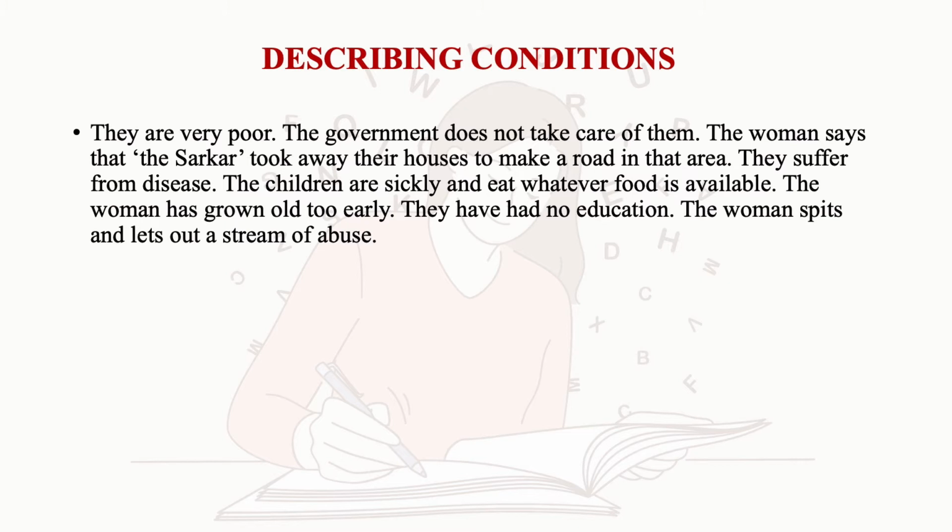The woman says that the Sarkar took away their houses to make a road in that area. They suffer from disease. The children are sickly and eat whatever food is available. The woman has grown old too early. They have had no education. The woman spits and lets out a stream of abuse.